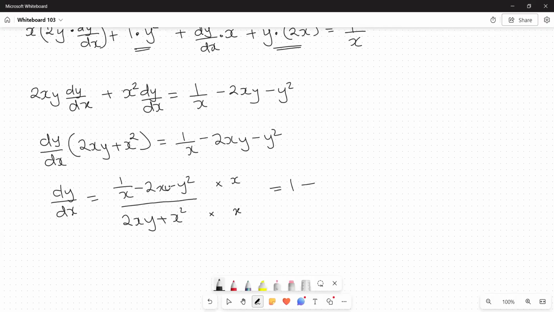Sorry, these are right here. Minus 2xy multiplied by x, we have minus 2x squared y, and then minus y squared times x, this is minus xy squared. And then the same thing in the denominator, 2xy times x, this is 2x squared y, and then x squared times x, that is x cubed.